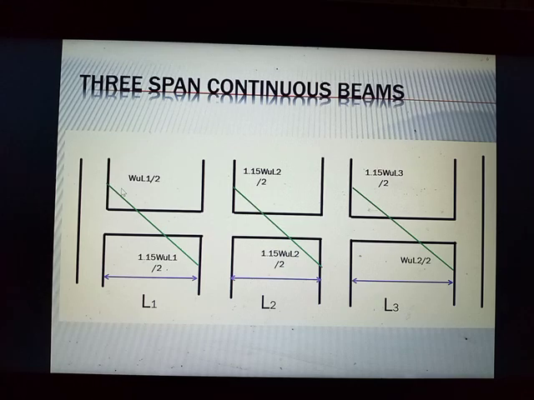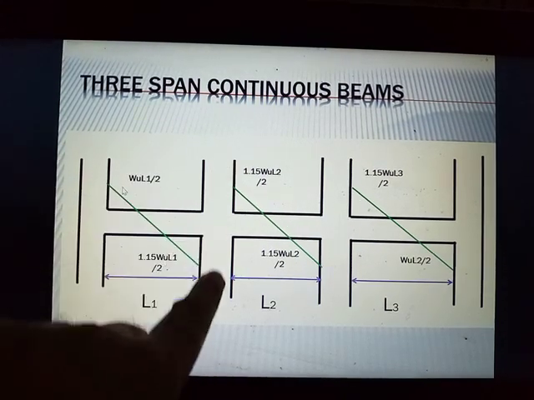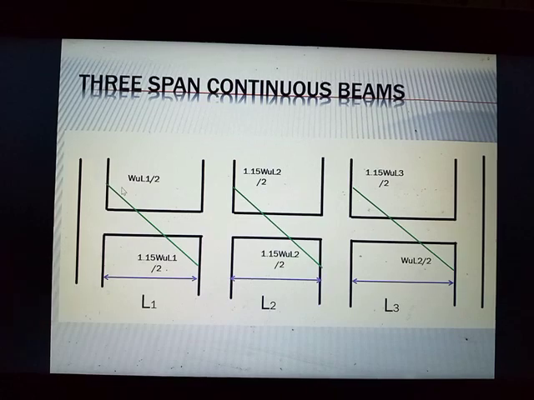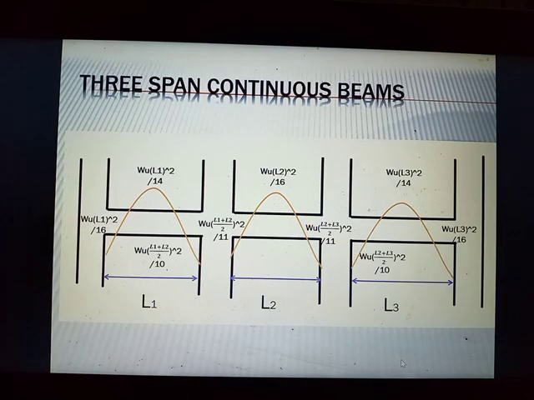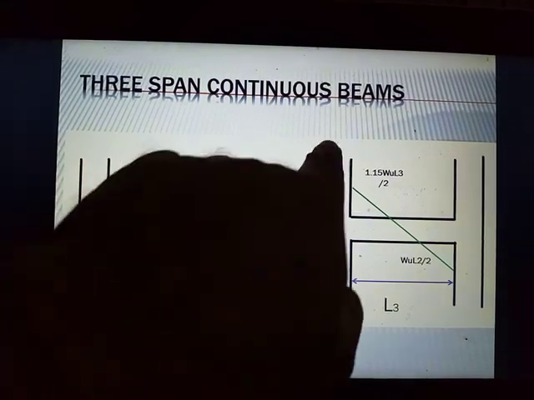Since this is your first interior support, it is said that at the face of the first interior support it is 1.15 WULN over 2. So we identify that this is your interior support.